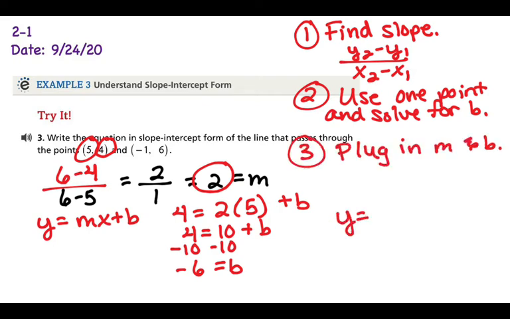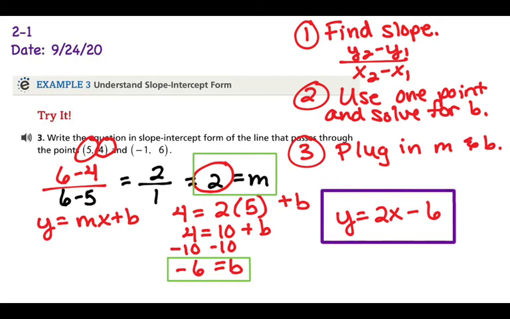So I have y equals, and instead of writing m, I write 2x, and then for b, I'm going to write -6. So it's normally y equals mx plus b, but we know what m is, so we replace that with the 2, and we know what b is now, so we replace that with a -6. And that is the answer for 3b.